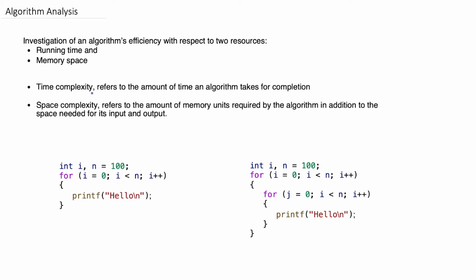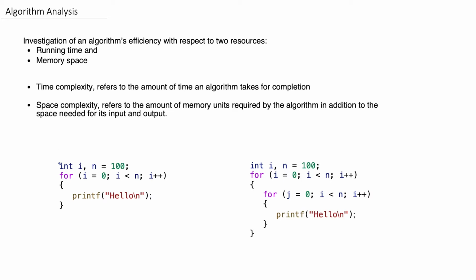The time complexity refers to the amount of time an algorithm takes for completion, that is the total time that the algorithm takes for completion. The second one is the space complexity, and that refers to the amount of memory units required by the algorithm in addition to the space needed for its input and output. That means how much extra memory the algorithm is consuming in order to find the final result, other than the input size and the output size.